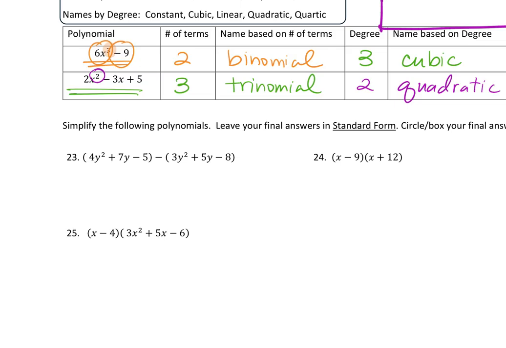Okay. 23 and 25 look fairly similar, but you're doing different things. Make sure that you are subtracting here. Here you're multiplying, okay? So if you're subtracting, you've got to find like terms. Is there a like term to 4y squared? 3y squared. So you go 4y squared minus 3y squared. Right? What is that?